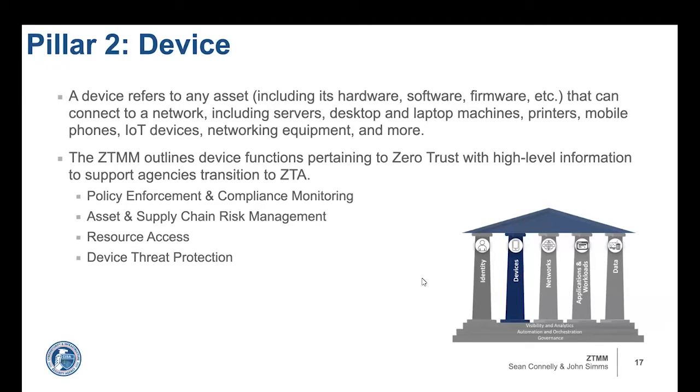We updated the policy enforcement and compliance functions to address software and configuration management. And those cross-cutting capabilities that John mentioned before, the automation, orchestration, governance capabilities, we include deprovisioning. How do you take a device off the network? How do you offboard devices? These are areas we didn't really discuss in the first version. The agencies really want to know how. So as assets or people leave the organization, how do we remove those devices?